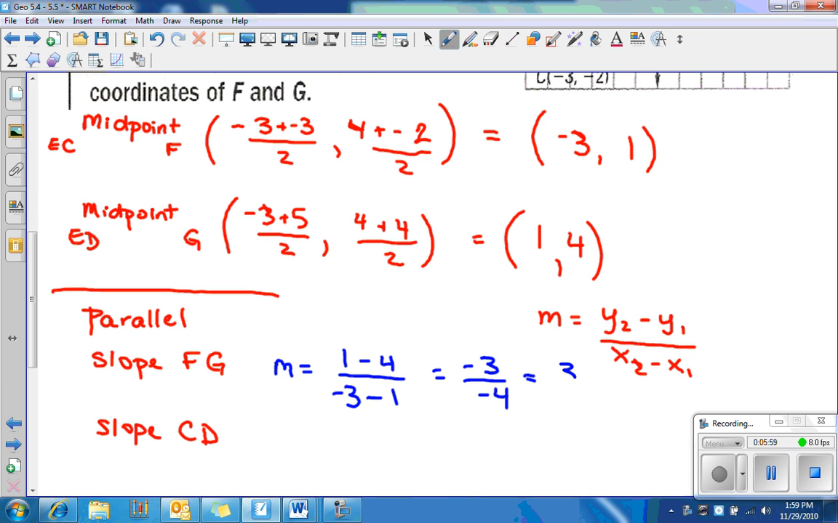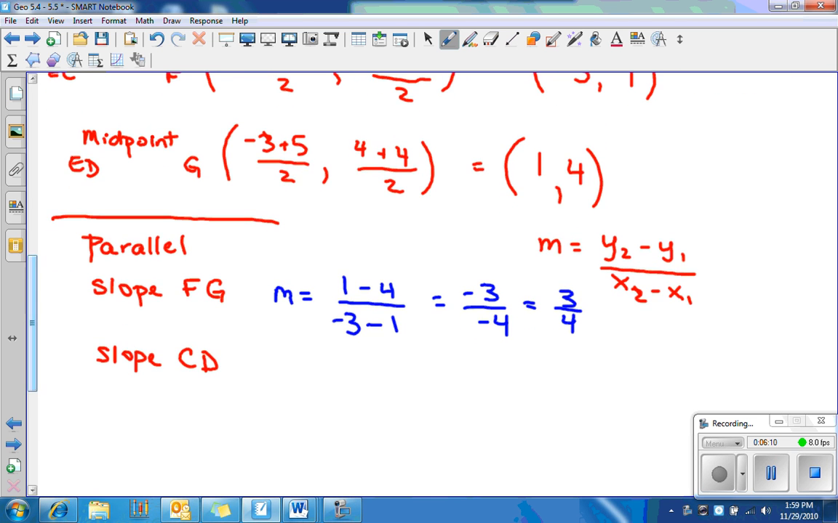All right, now remember, in order for things to be parallel, they had the same slope, right? Lines that are parallel have the same slope. You remember that? All right, so now we found the slope of FG. We need to find the slope of CD. Now, if you don't remember, C is located at -3, -2. And D is located at 5, 4.